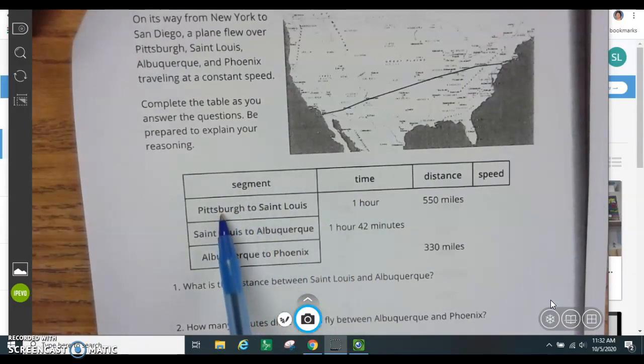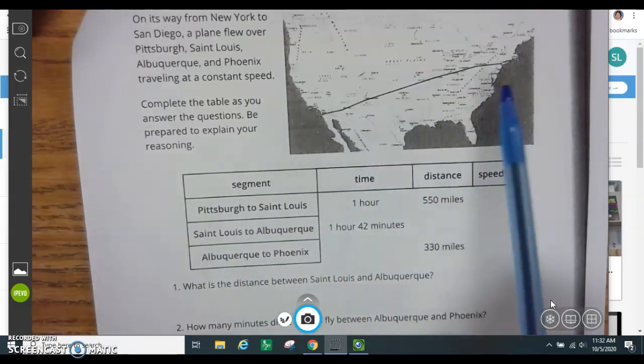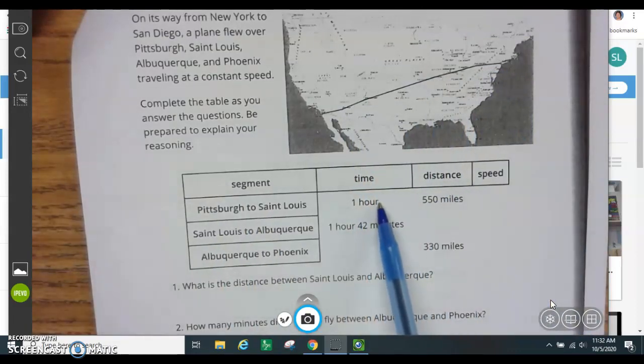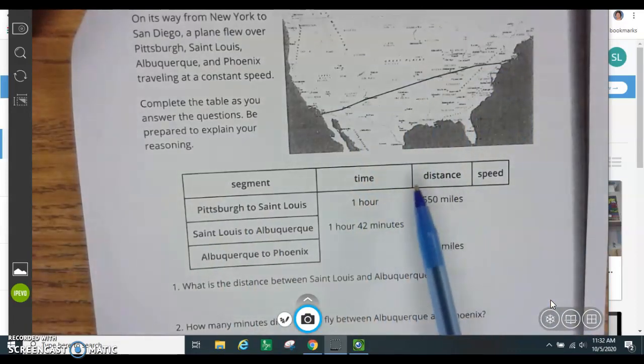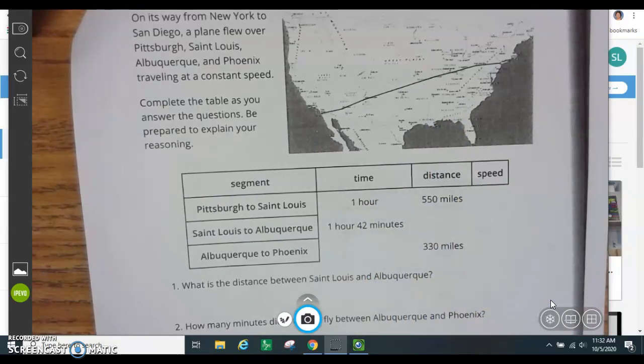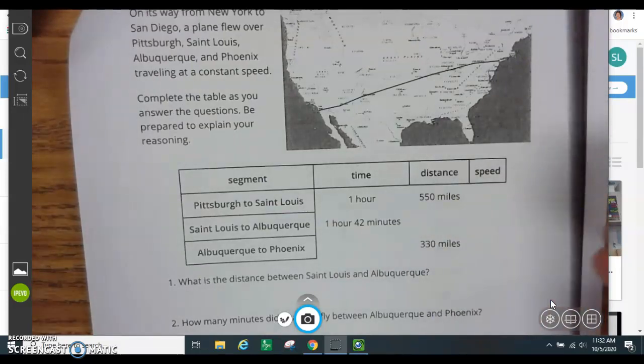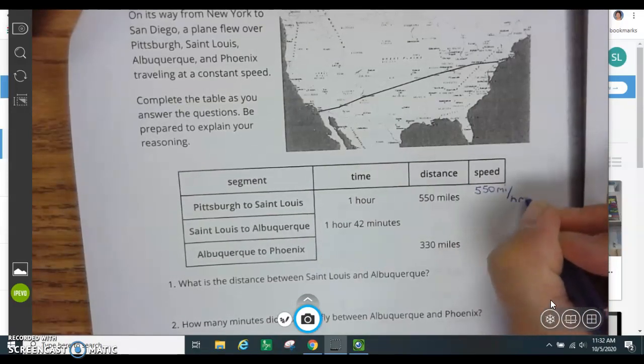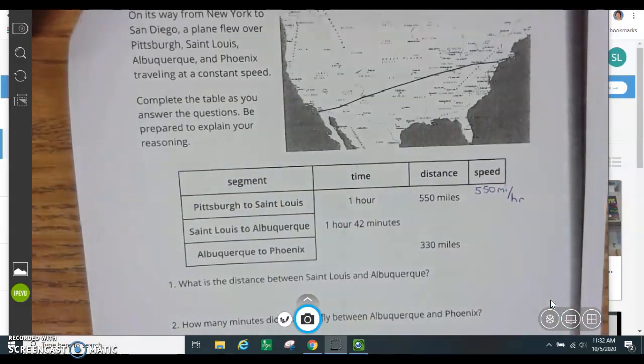So, it said going from Pittsburgh to St. Louis, it took 1 hour, and that was a distance of 550 miles. So what would our speed be? Well, speed is usually in miles per hour, so this was 550 miles in 1 hour. That's your unit rate. Remember, your unit rate is just like your constant of proportionality.